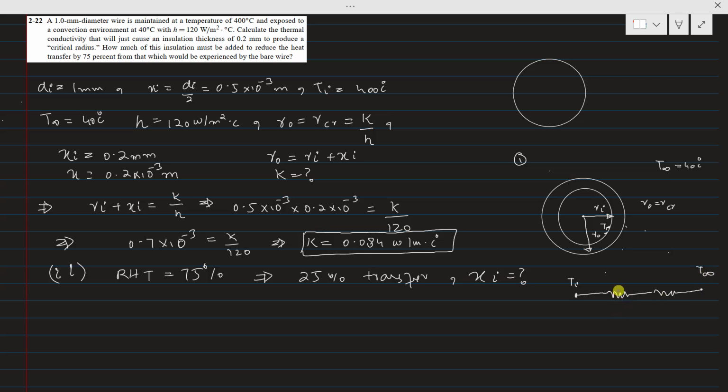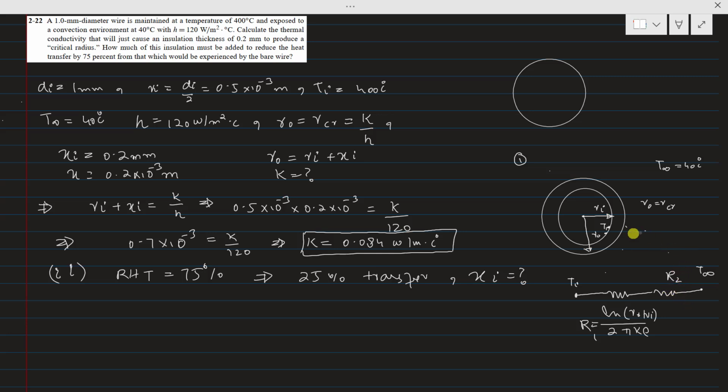The conduction resistance offered to the heat transfer in cylindrical form is equal to ln of R naught divided by Ri, divided by 2 pi L, and then the convection resistance. We can say this is resistance R1 and this is resistance R2 offered to the heat transfer.